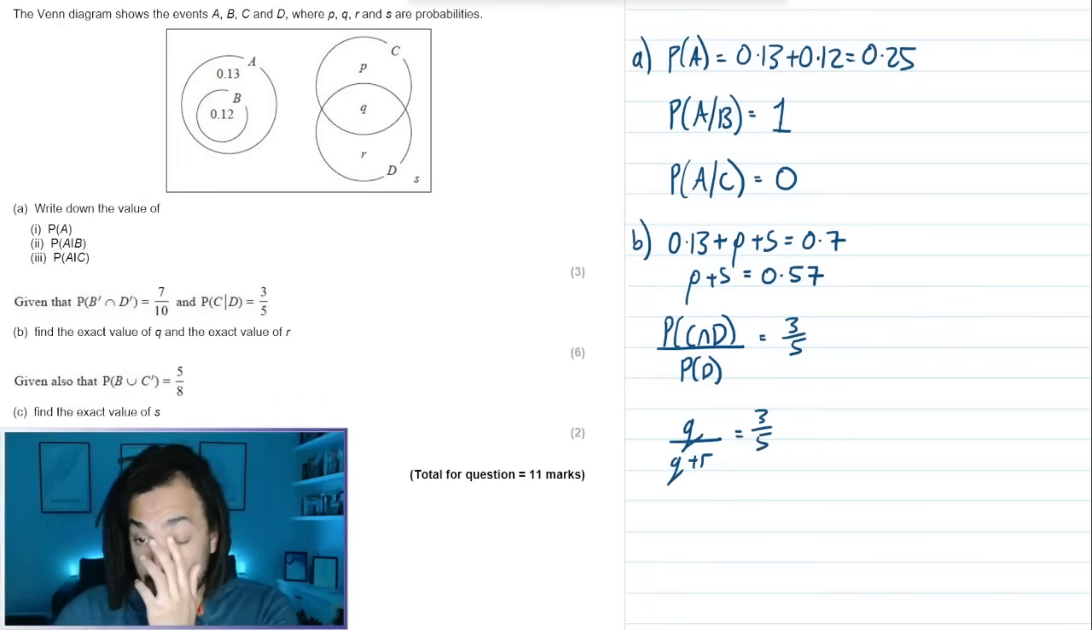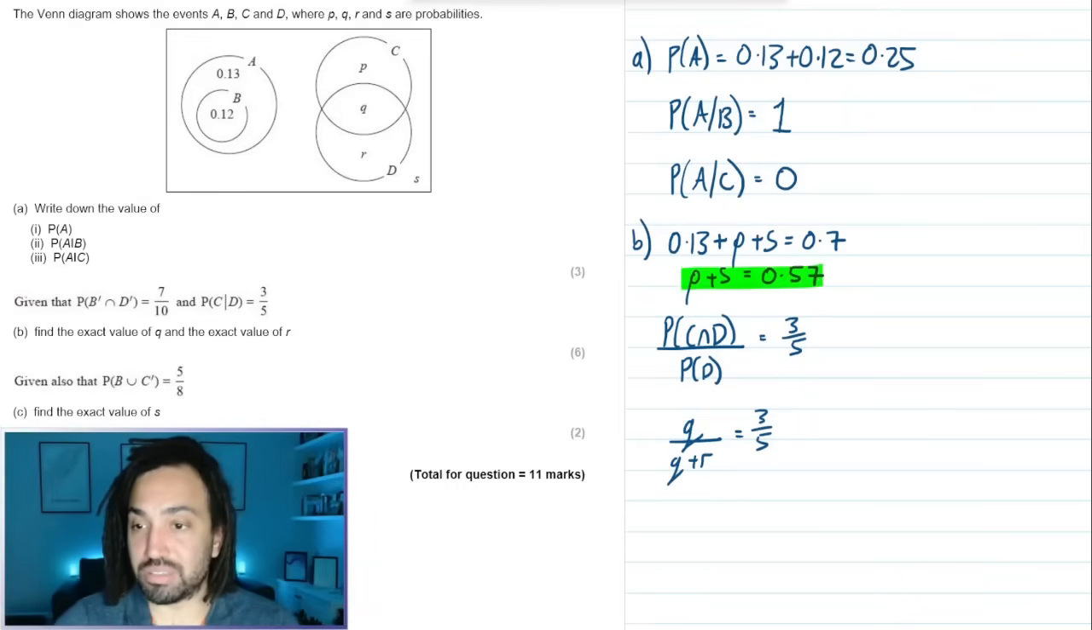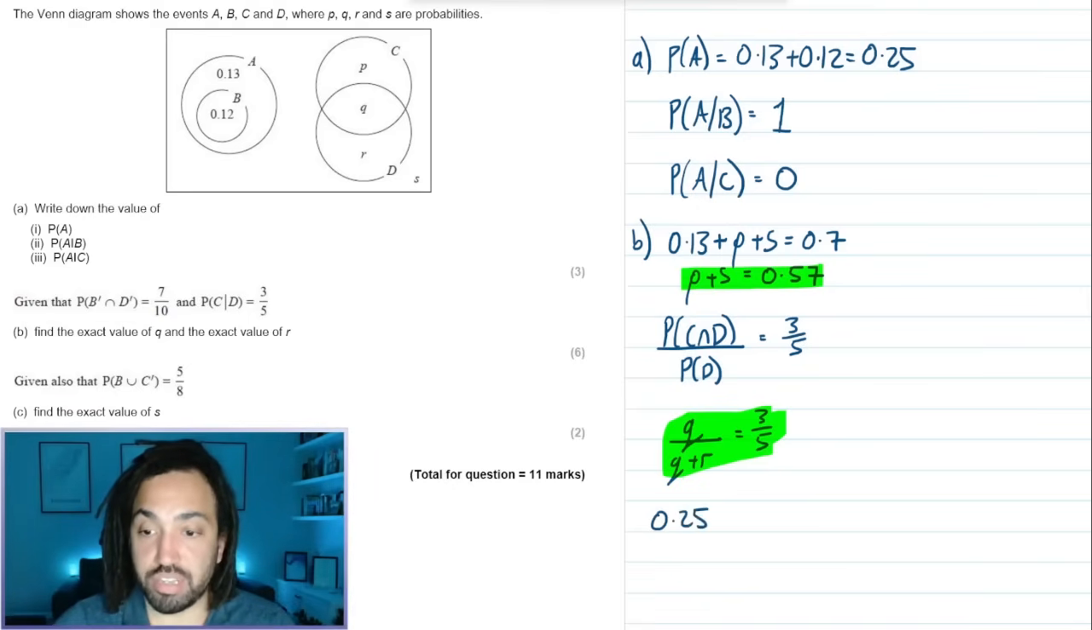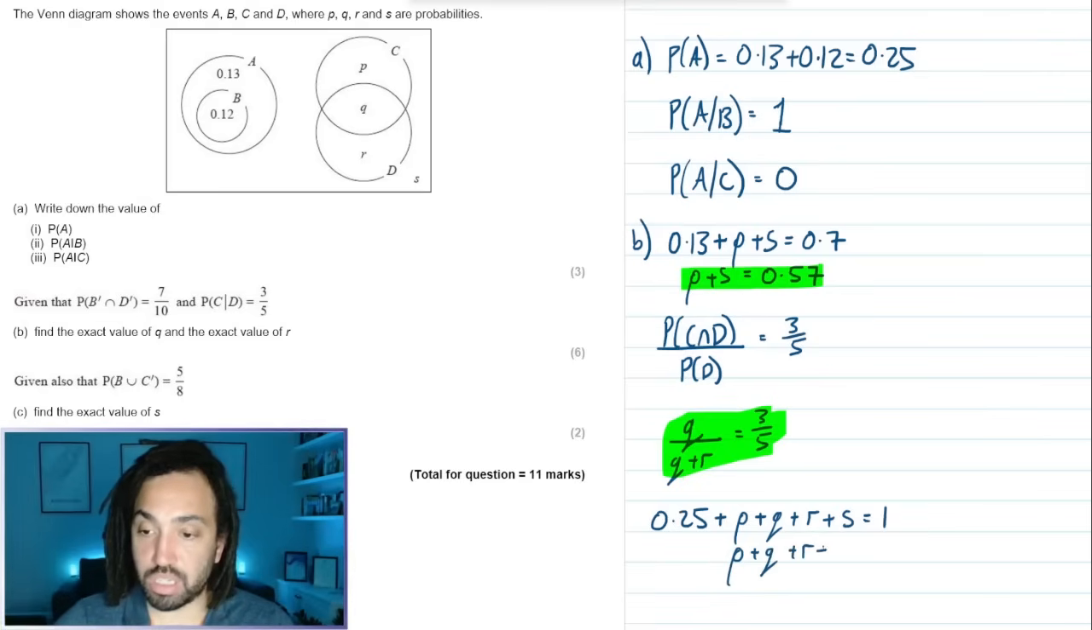Okay, great. But those two equations don't link at all, so that's still not going to get us where we need to go. We need one more equation, I would suspect, and that one will be the fact that everything adds up to 1. So I can say that 0.25 plus P plus Q plus R plus S is equal to 1, which means P plus Q plus R plus S is equal to 0.75.